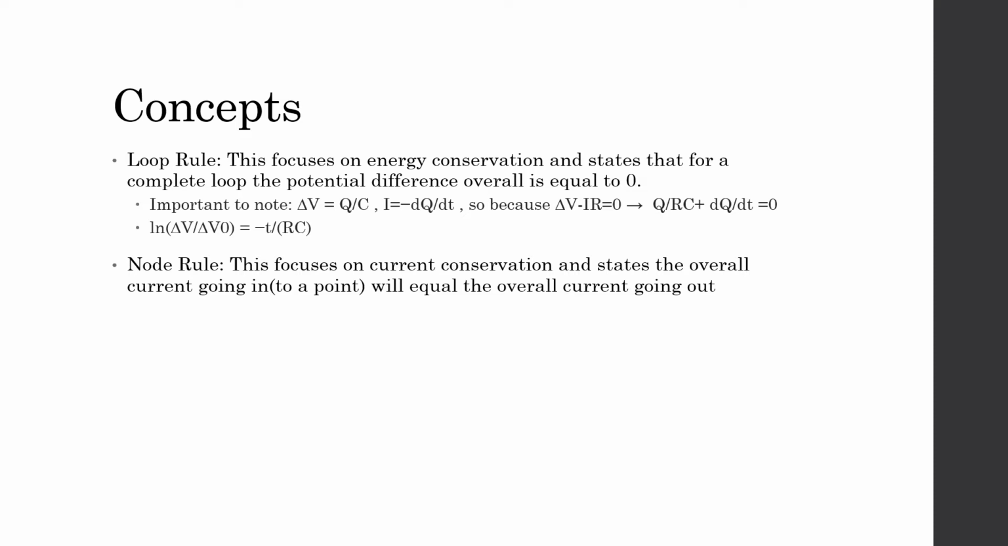The most important physics concepts for this lab would be the loop rule, which focuses on energy conservation and states that for a complete loop, the potential difference overall is equal to 0. We also use the node rule, which states the overall current going into a point will equal the overall current going out.